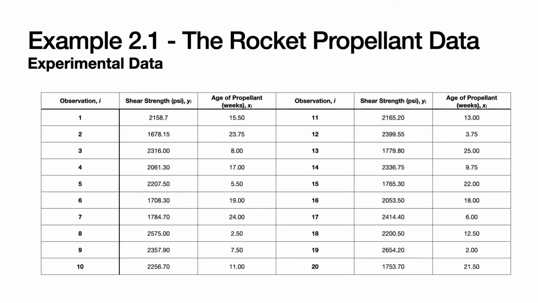And so here we have our 20 observations. We have shear strength, which is the response variable, measured in psi, and the age of propellant, measured in weeks. That's the explanatory variable x. So why don't you pause the video for a few moments and just visually inspect the data and see what you can discern about the relationship between shear strength and age by visual inspection.